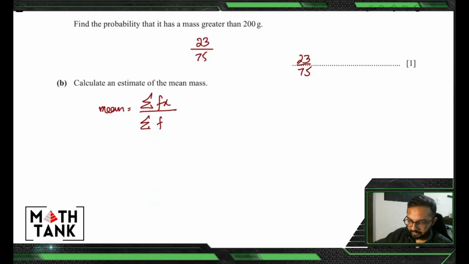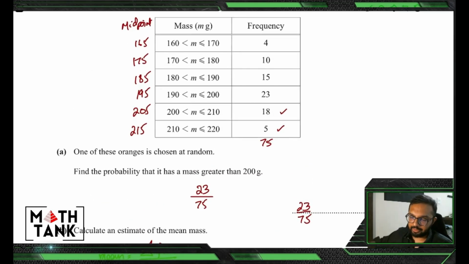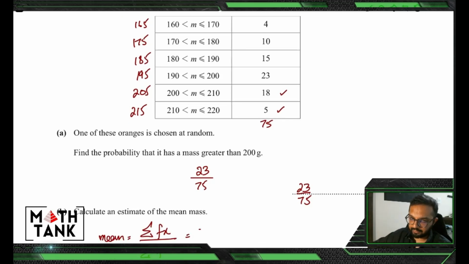Okay, so I'm just going to calculate on my calculator and say that 165 into 4 plus 175 into 10 plus 185 into 15 plus 195 into 23 plus 205 into 18 plus 215 into 5. It's 14435 divided by 75.